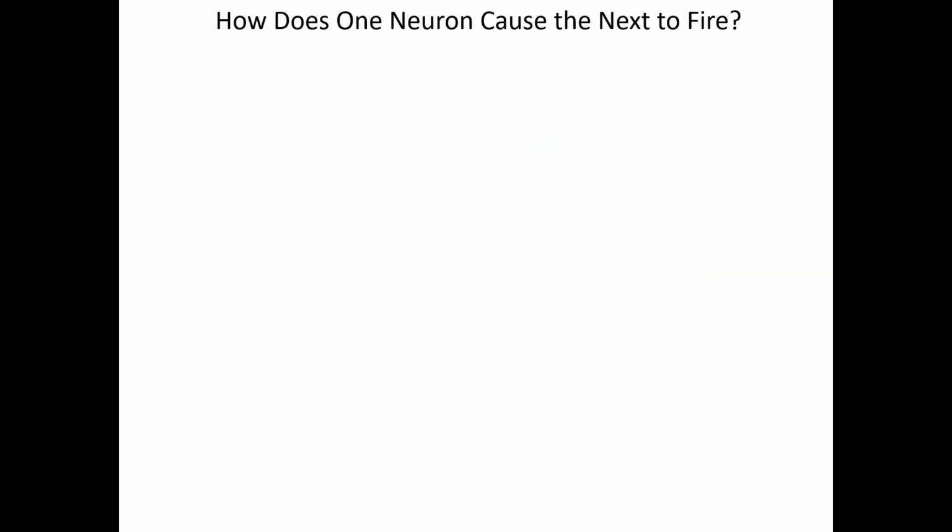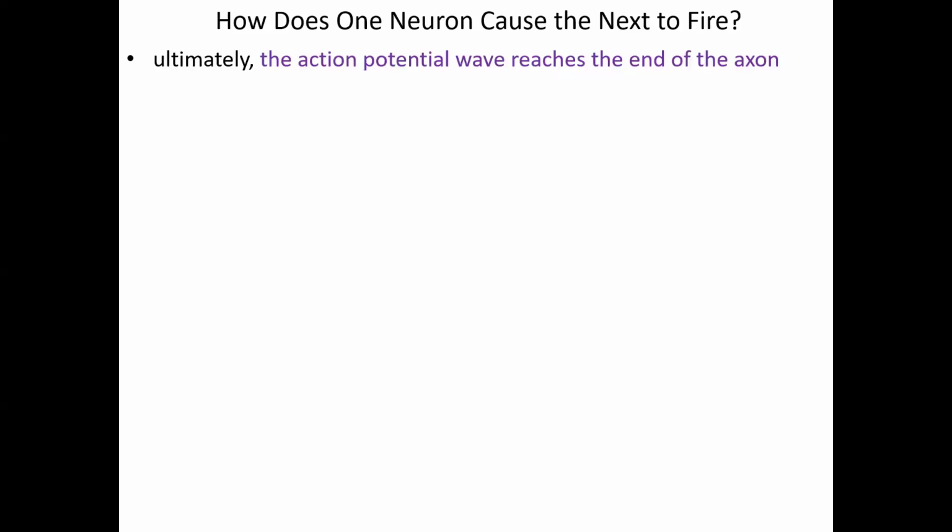All right, so that's great for one neuron. But how do messages get transmitted from neuron to neuron? What made the neuron that just fired fire in the first place? And how does this neuron that just fired get the next one to fire? How do we play the game of telephone from neuron to neuron throughout the nervous system?